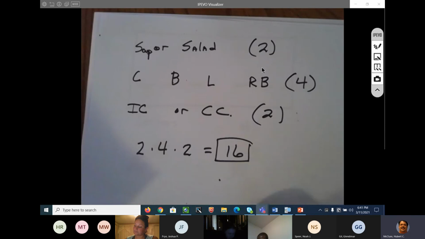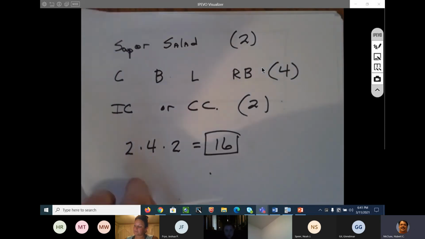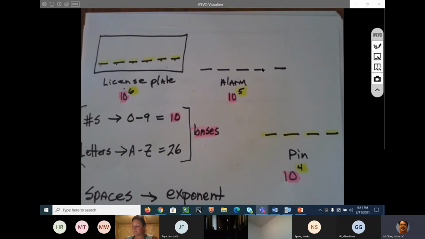Okay, what to eat? That's the first type question. The second type question is license plates and alarm codes. License plates and alarm codes.